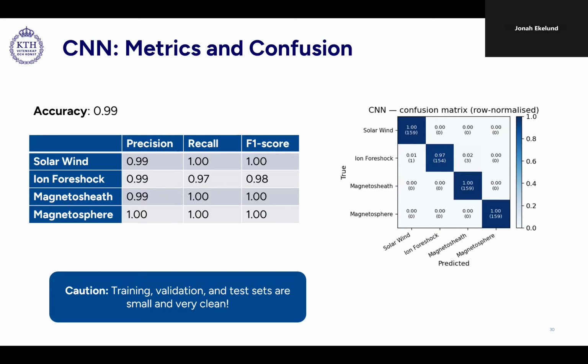If you have one that is 60% solar wind and, let's say, 35% ion foreshock, the network might not actually know what it is, and then you put a limit there. Okay, now we say that it's an unknown, and then run that for more data. I think that would be a more accurate evaluation of what it actually does.